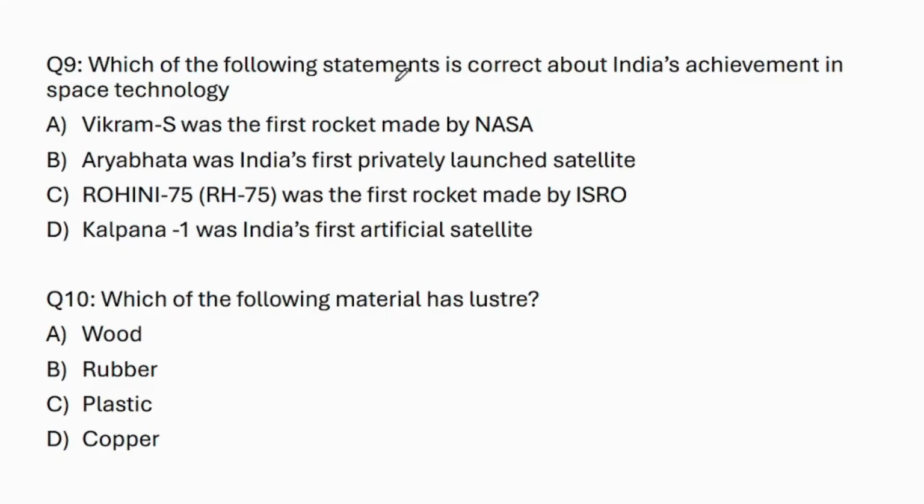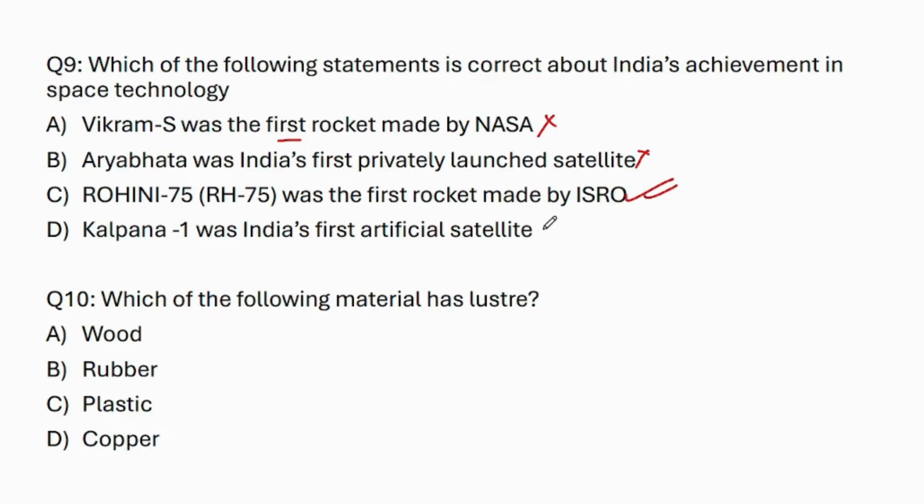Next question is which of the following statements is correct about India's achievement in space technology? Vikram S was the first rocket made by NASA. No. Vikram S was the first privately developed rocket in India. So this option is wrong. Aryabhatta was India's first privately launched satellite? No. India's first artificial satellite was named Aryabhatta, so it was not the first launch satellite. Rohini 75 was the first rocket made by ISRO? Yes, this is the right answer.